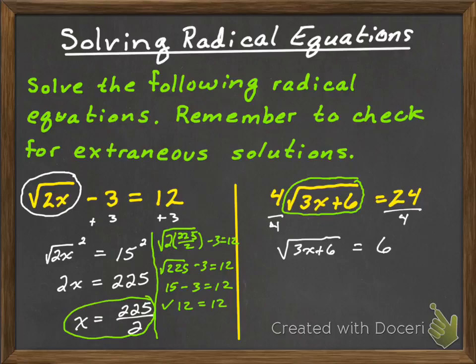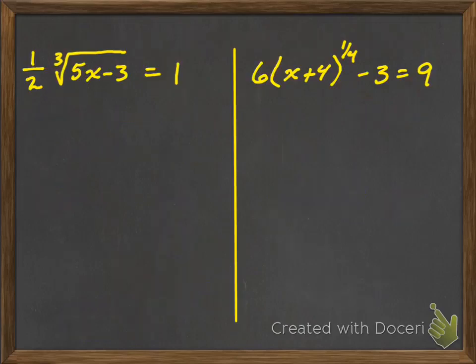And then just like we did before, we need to get rid of that radical. So we're going to get rid of this radical by squaring both sides of our equation. All right, so square the left side, square the right side. It's going to give you 3x plus 6 is equal to 36. Now subtract 6, which will give us 30. And dividing by 3, x is equal to 10. And if you substitute 10 back into the problem, 3 times 10 is 30, and 30 plus 6 is 36. Square root of that is 6, times the 4 is 24. Okay? All right, so the next problem.